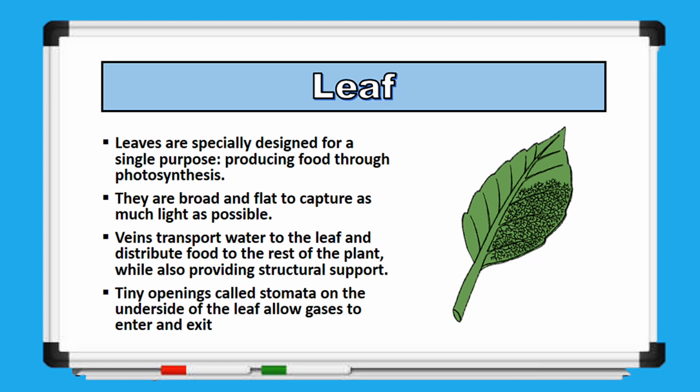In addition to capturing light, leaves also help with the transport of materials. Water is brought into the leaf through veins, and the sugars produced during photosynthesis are then distributed to the rest of the plant. These veins also provide support, helping the leaf maintain its structure. Finally, the underside of the leaf contains tiny pores called stomata. These openings allow gases to move in and out, like carbon dioxide enters the leaf for photosynthesis, and oxygen, which is a byproduct, exits. This efficient gas exchange is crucial for the photosynthetic process to work effectively.